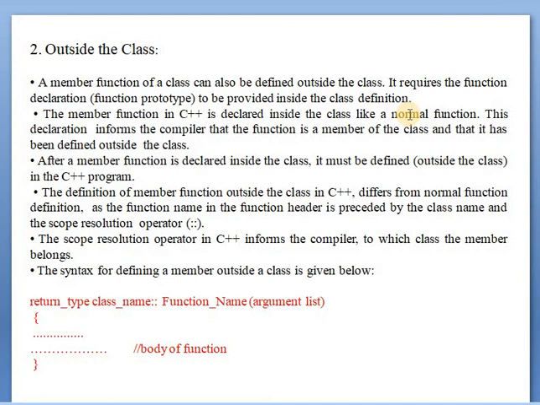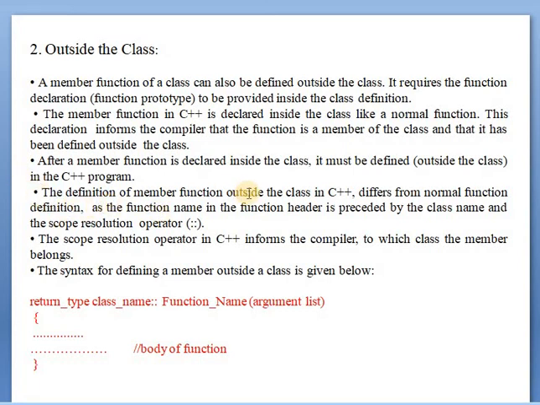Okay, so the member function in C++ is declared inside the class like a normal function. This declaration informs the compiler that the function is a member of the class and that it has been defined outside the class. Why is this? Because if we declare the function inside the class, the compiler understands that this function is a member of this class, and after declaring that member function inside the class, we can define that function outside the class.